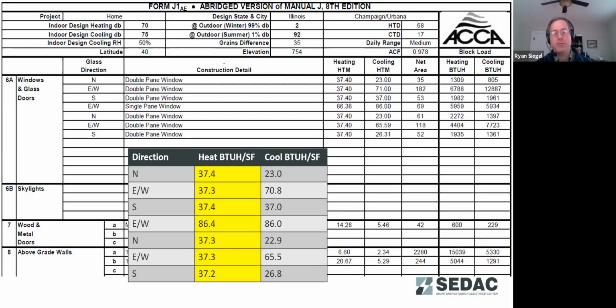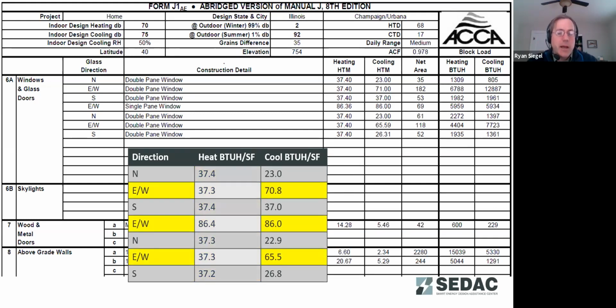There's not a whole lot of difference between the directions. So my north facing windows and my east and west facing windows are pretty close to one and the same, 37.4, pretty much across the board, 37.4, 37.3, right in there. Now the single pane window stands out, jumps right out at 86. So that single pane window is a much heavier heating load. So the direction doesn't matter as much in the heating side.